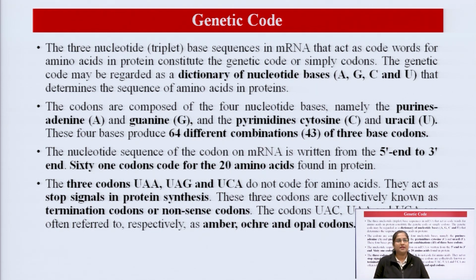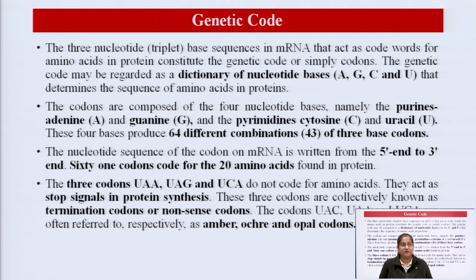Now, the codons are composed of 4 nucleotide bases, namely purines, that is adenine and guanine, and pyrimidines, that is cytosine and uracil. These 4 bases produce 64 different combinations of 3-base codons. The nucleotide sequence of a codon on mRNA is written from the 5' to 3' end.